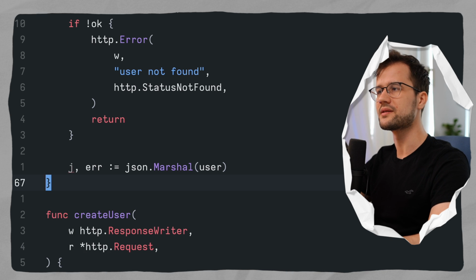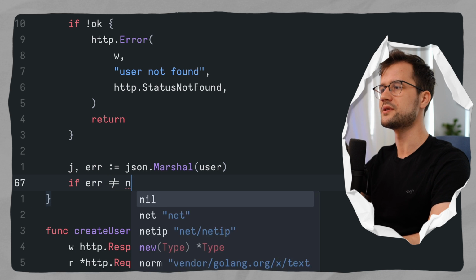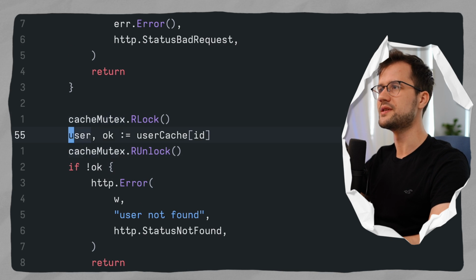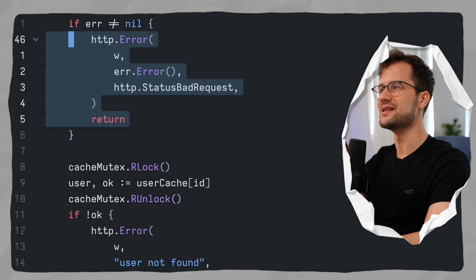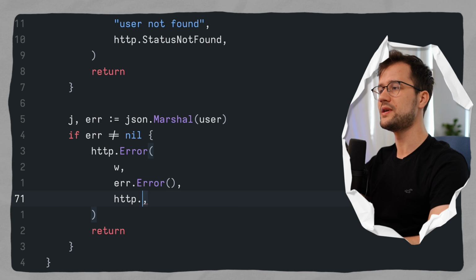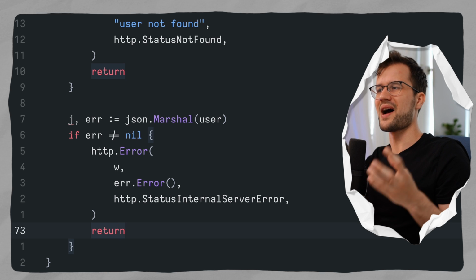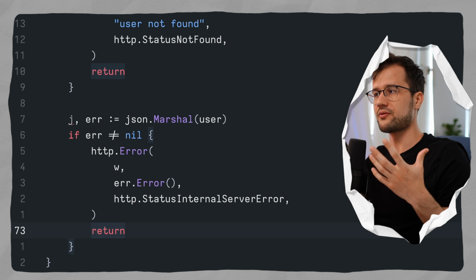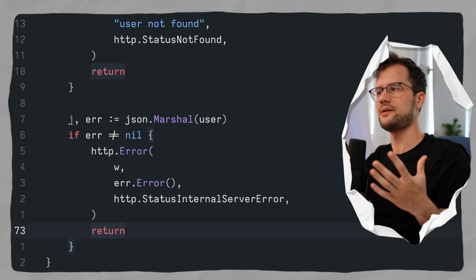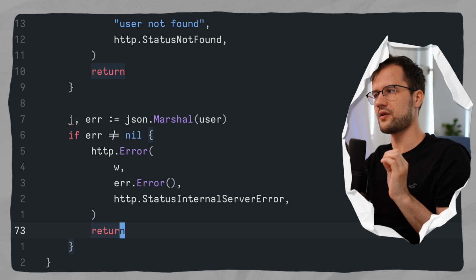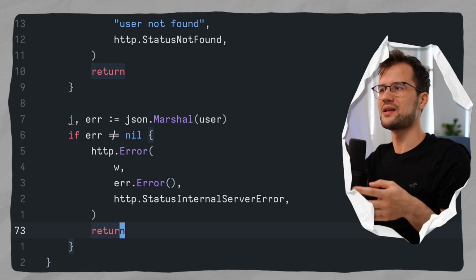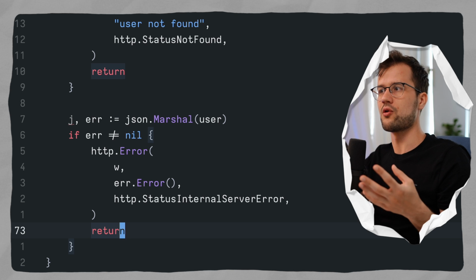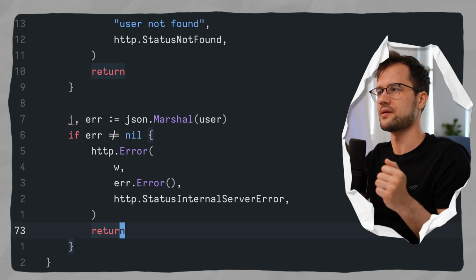Now in the end, like I said, there can be an error. So if error is not equal to nil, we do the same thing that we actually did before. And instead of bad request, we are just going to say internal server error. Because the status now is not a bad request, obviously, because the client did everything correctly. This is just an internal server error that basically means that we did something wrong in our code or in our marshalling in this case.